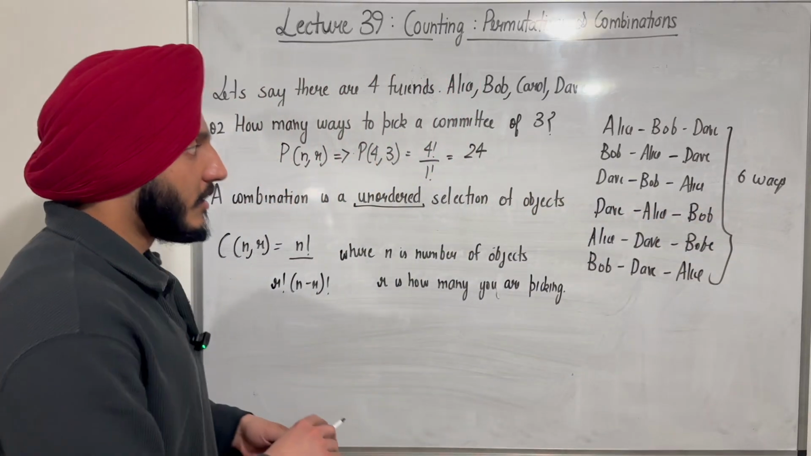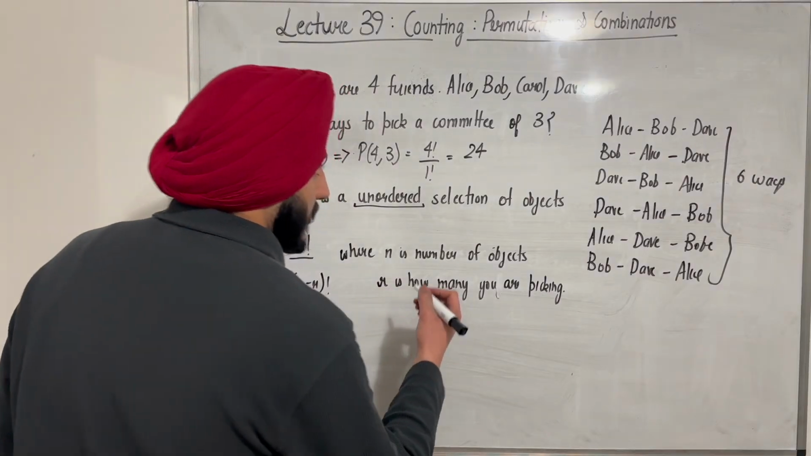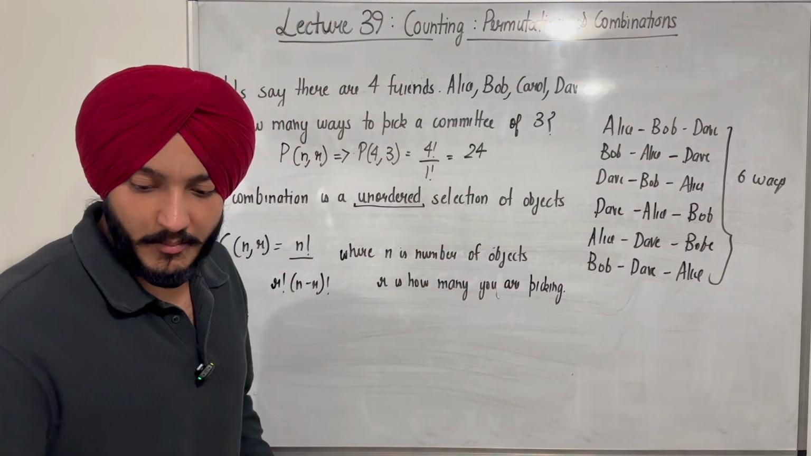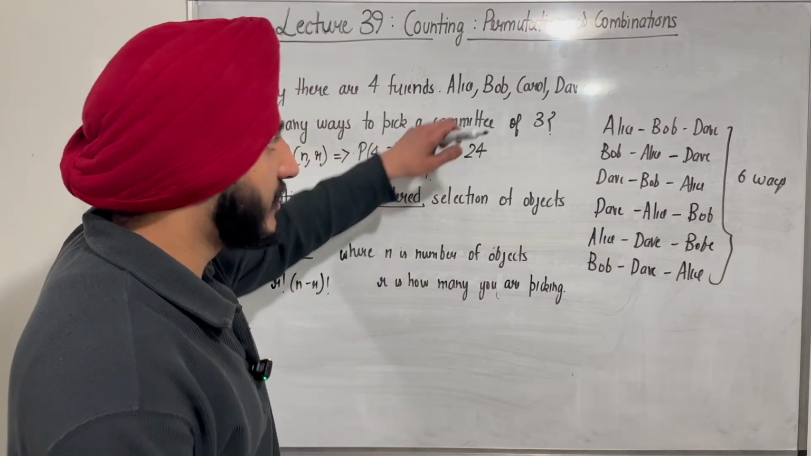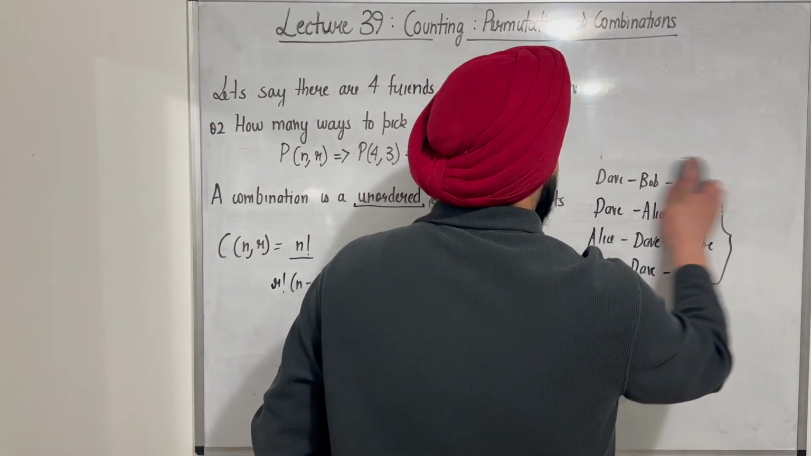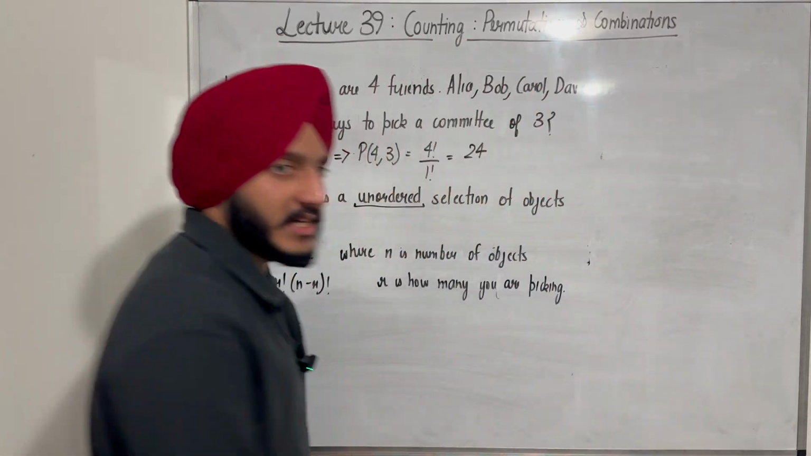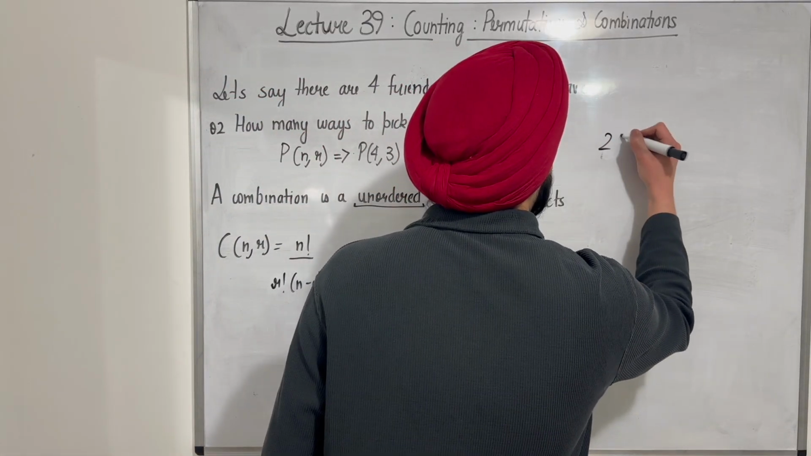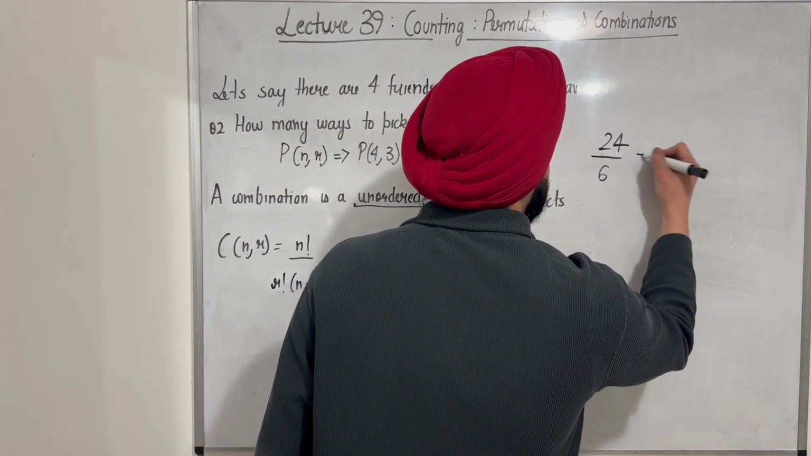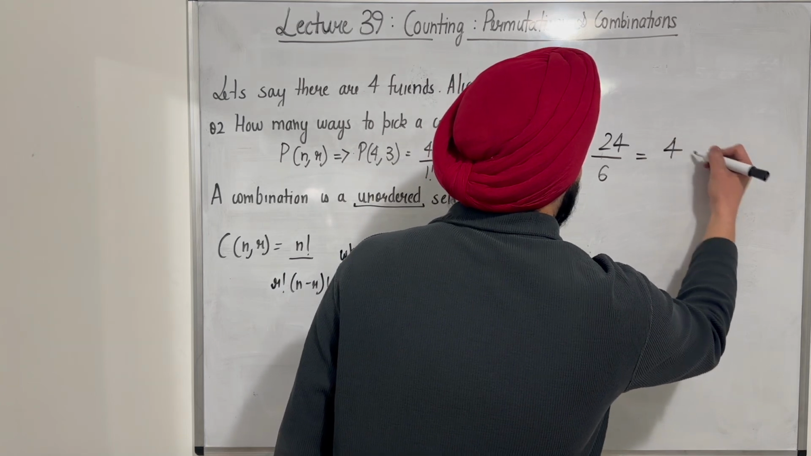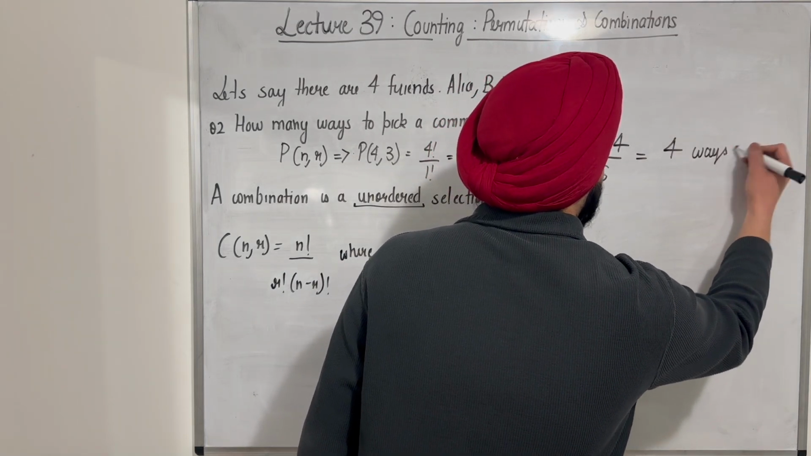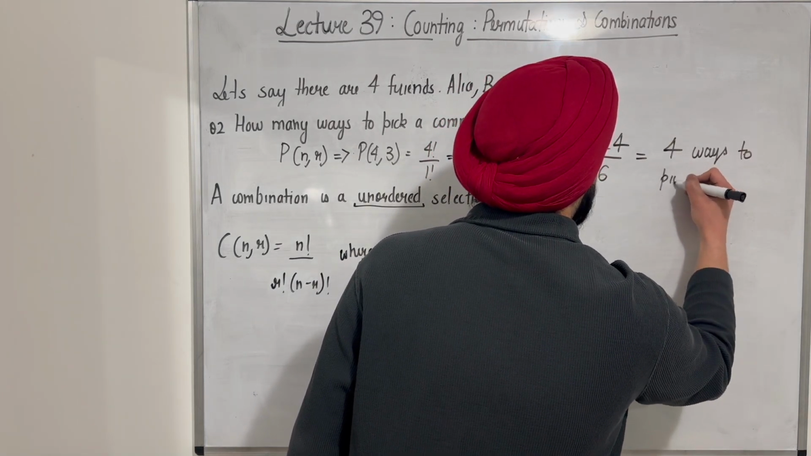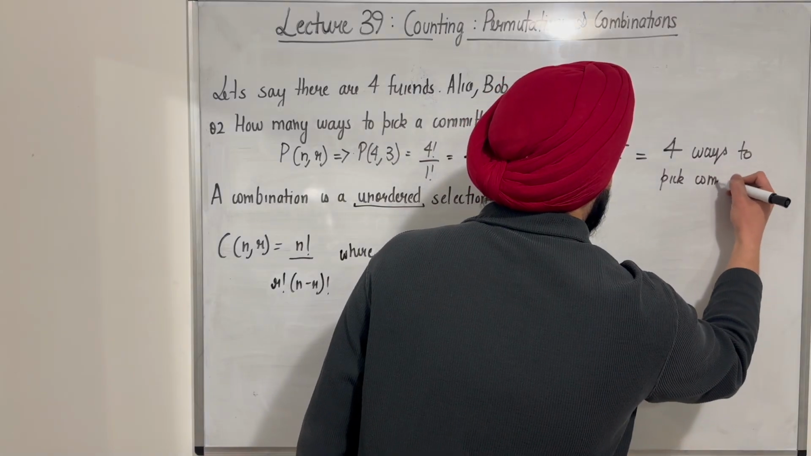So what we need to do is, for the combination, or we need to find the number of combinations in this case, or how many ways to pick a committee. Since there are 6 ways that we have actually extra added, right, we would have to divide this 24 by 6, and that would give us 4 ways to pick a committee.